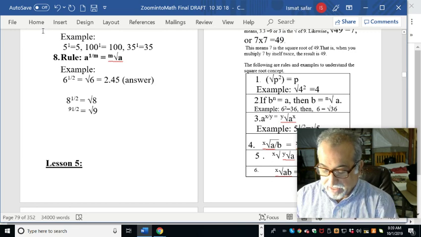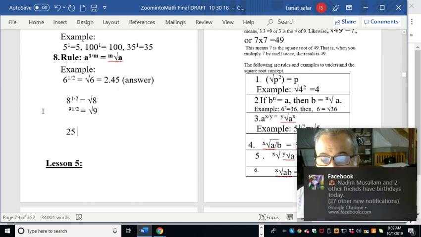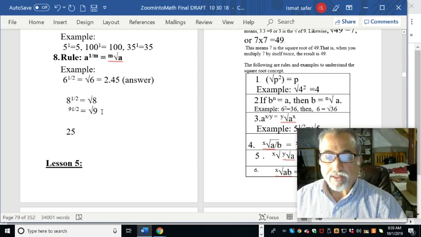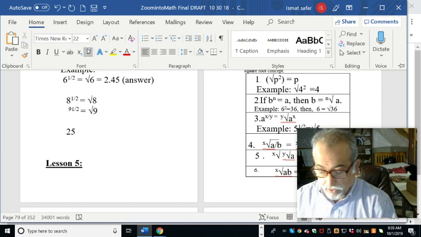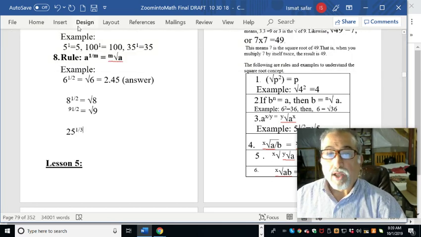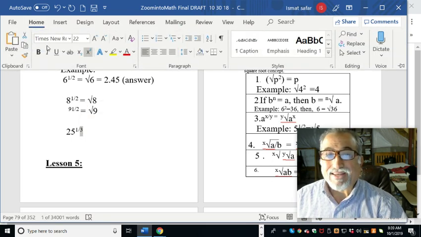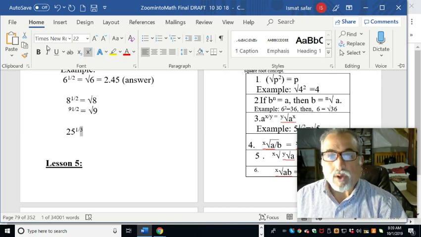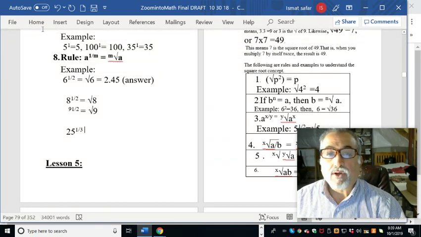Now, what if we have a number, let's see, 25, to the exponent 1 over 3? So what about over 3? This 3 becomes the third root of 25. Third root of 25, which means what? Let me show you what exactly I mean.